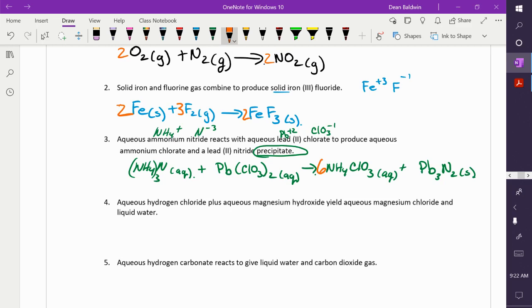3. Because that'll give me 3 chlorates. And I have 3 ammoniums, but I need 6. So I'm going to put a 2 there. And then just check everything else. 2 nitrogens. 3 leads. Okay.